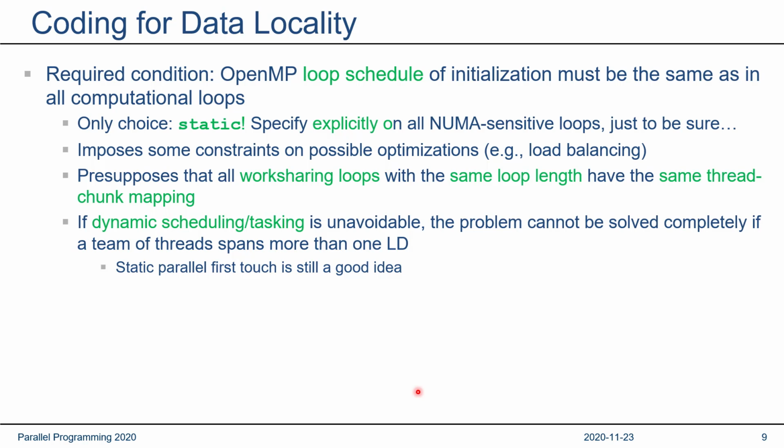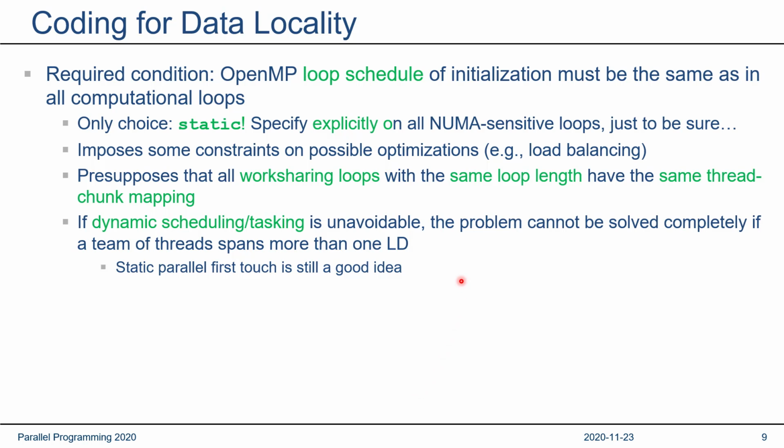Of course, if you're forced to use static schedule, this has some impact on possible optimizations. Let's say you have a loop that has load balancing problems. Writing static in front of it just makes it worse probably. So you would rather use something like dynamic or guided, but static is what you have to use if you are NUMA aware.